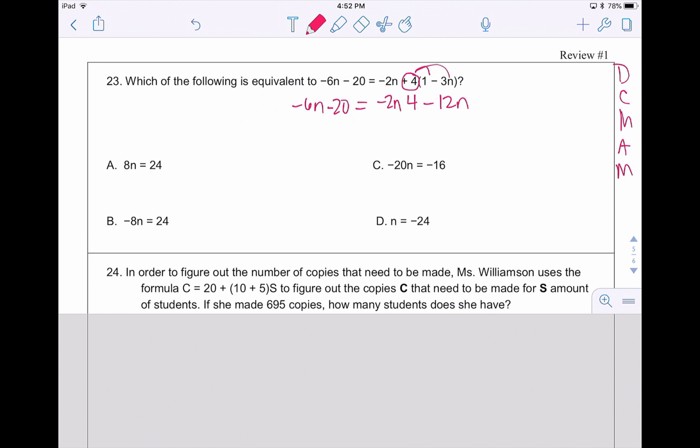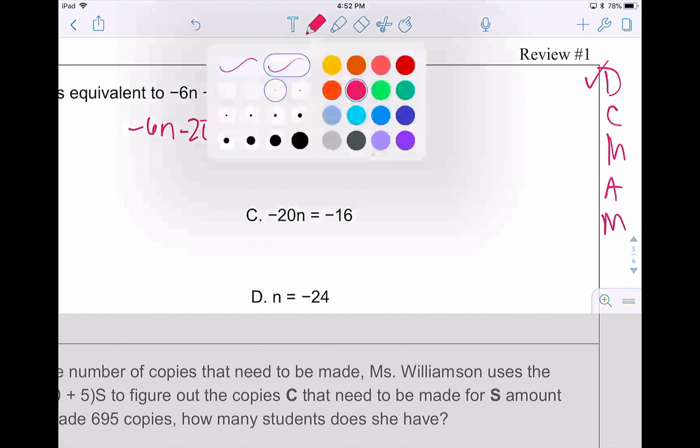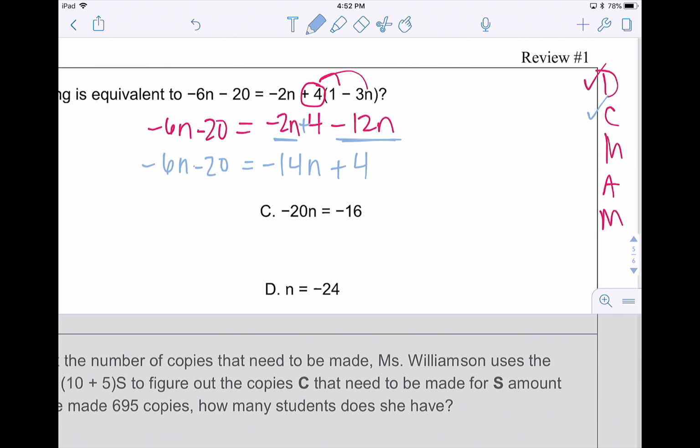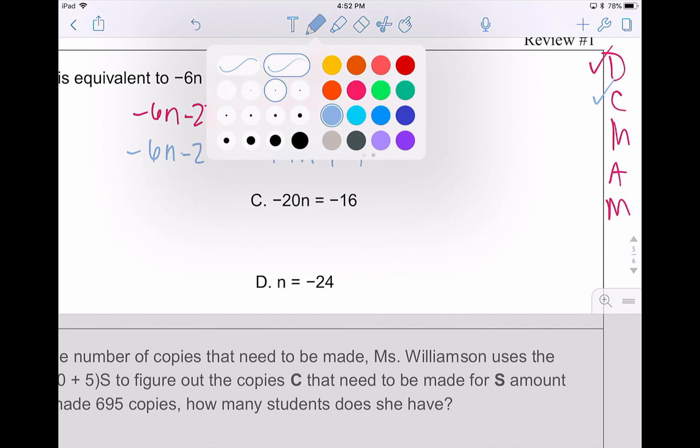And so far I still have too many things that don't match any of my answers, so I need to keep going. On the right side, I do have like terms that I can combine. So my left side is going to stay the same. My right side, negative 2n and negative 12n, is negative 14n. Oops, and then I have that positive 4. Again, this still does not match anything I have, so I need to keep going.